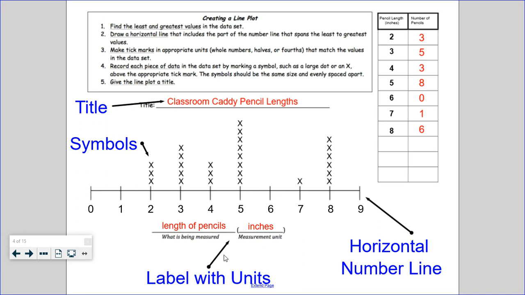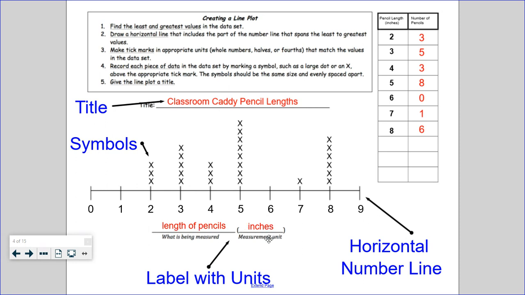A line plot will also have a label with the units. So the label is telling us what these measurement numbers represent. And these numbers represent the length of pencils. And then we have to say what unit. Is it centimeters, inches, feet, yards? Those would be some big pencils. In this case, the unit is inches. So these are lengths of pencils in inches.